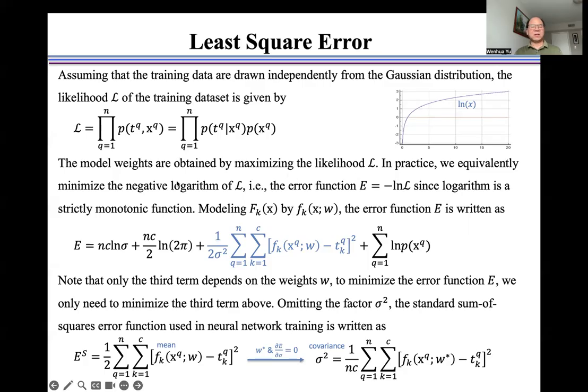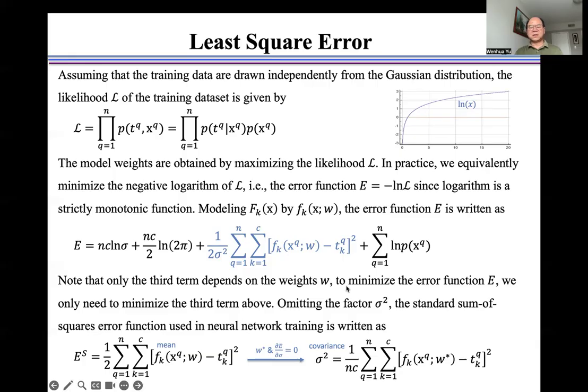In practice, we equivalently minimize the negative logarithm of the likelihood, namely E is equal to the negative logarithm of the likelihood, since the logarithm is a strictly monotonic function. Modeling t_k by F_k, the error function E is written as here. Note that only the third term, as shown here, depends on the weight W.